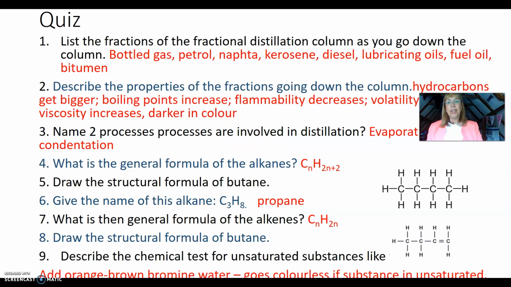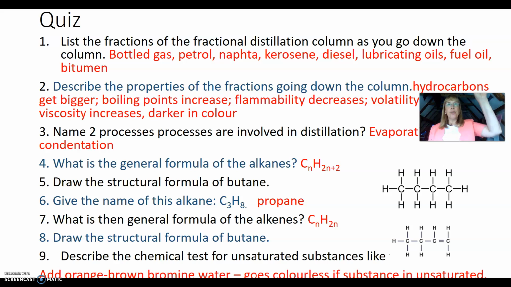So as you go down the fractional distillation column, we got bottled gas, we got petrol like octane, naphtha for various chemicals, kerosene, our jet fuel or paraffin, diesel, lubricating oils, fuel oil for ships and our homes, and finally right at the bottom we got bitumen or tar. The second question, describe the properties of the fractions going down the column.